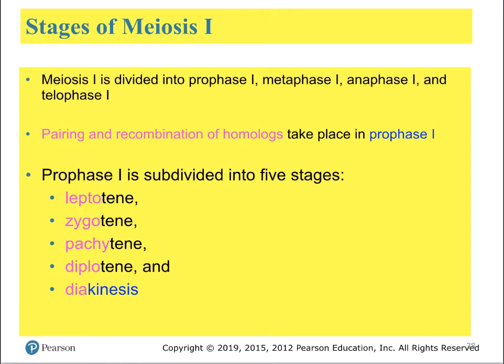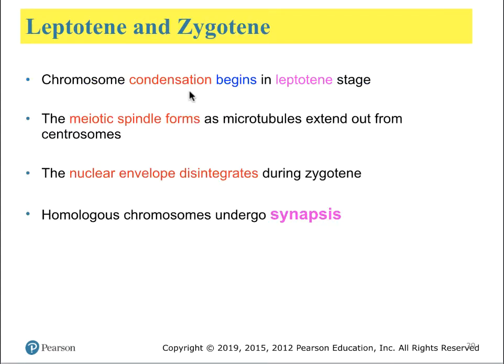Because of the more complicated nature of prophase, we have expanded prophase I into sub-stages. So we call those sub-stages prophase I leptotene, prophase I zygotene, prophase I pachytene, prophase I diplotene, and prophase I diakinesis. The first phase, leptotene, is characterized by two events. First is that the chromosomes begin to condense.